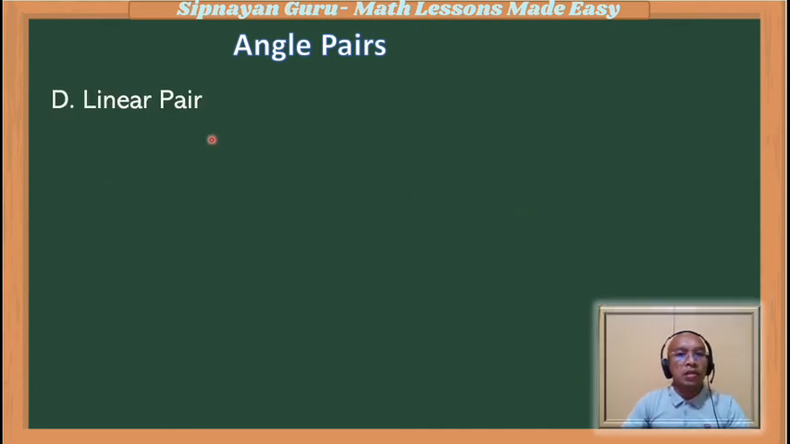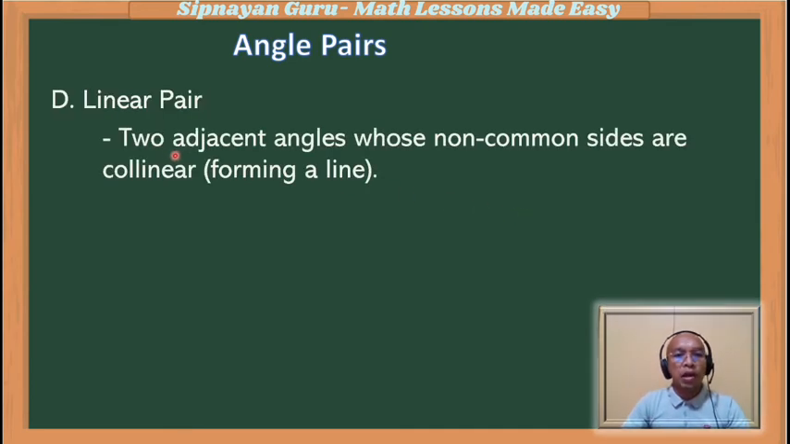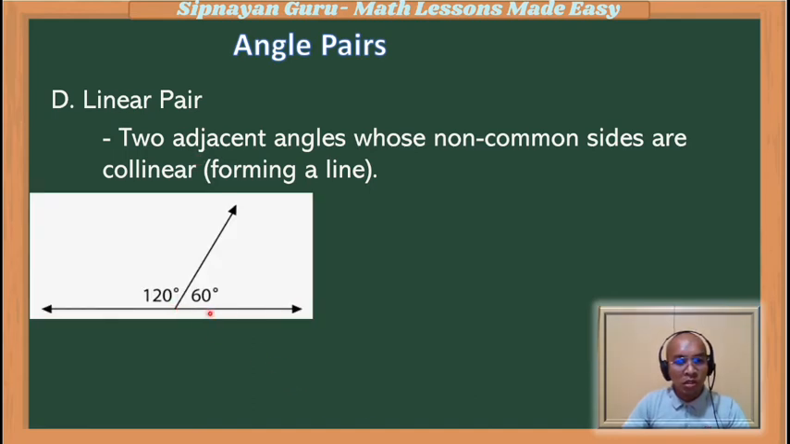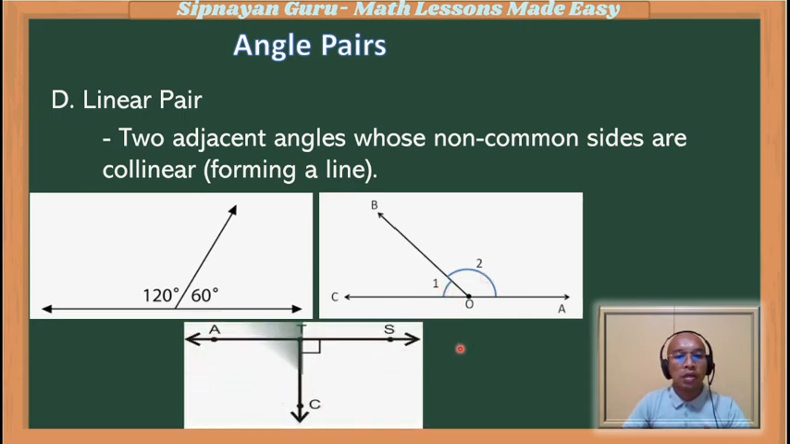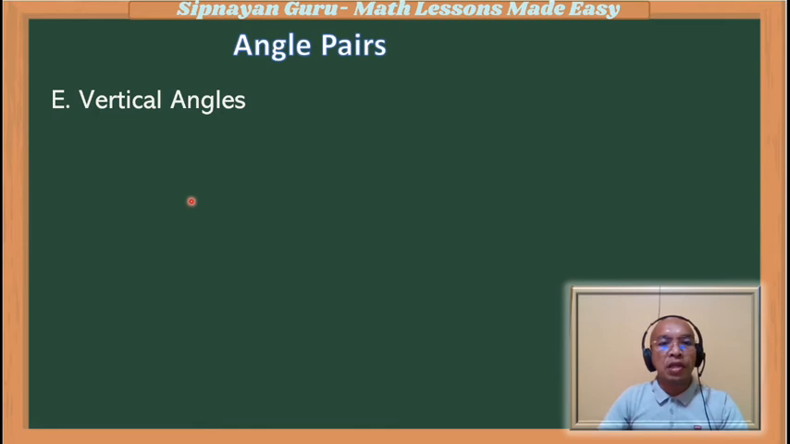Next angle pair is a linear pair. Linear pairs are two adjacent angles whose non-common sides are collinear, or forming a line. So in this case, this non-common side and this non-common side are collinear. So these two angles are a linear pair. This one also, angle 1 and angle 2 are also a linear pair. And same is true with angle ETC and STC.